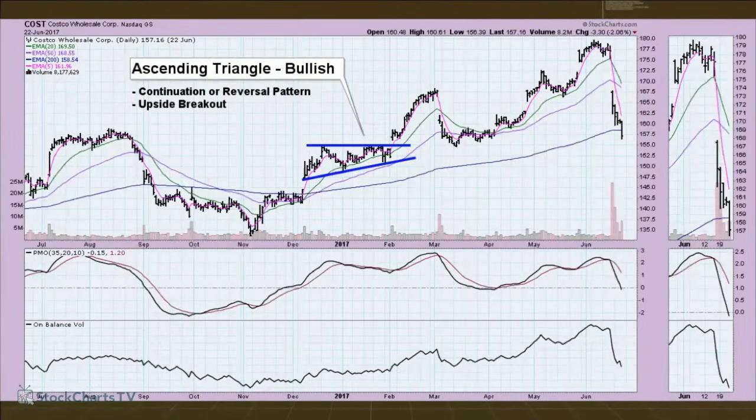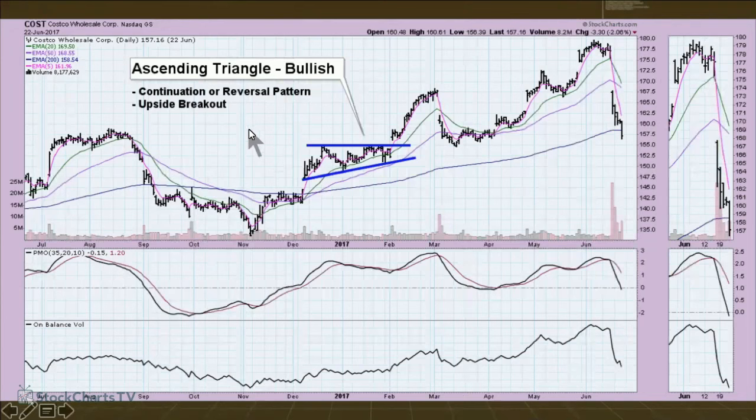So the first one I'm going to look at is the ascending triangle. This one can be a continuation pattern or a reversal pattern. Well, what does that mean? Continuation means you're going to continue in the same trend you were already in. A reversal pattern means that when you see the pattern, you should expect the trend to reverse if it executes. Now, in this case, like I said, with the ascending triangle, it can be either of them.